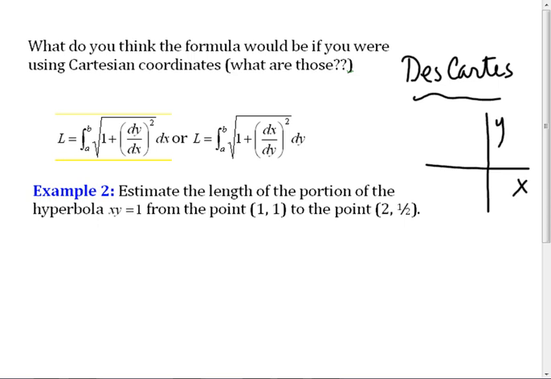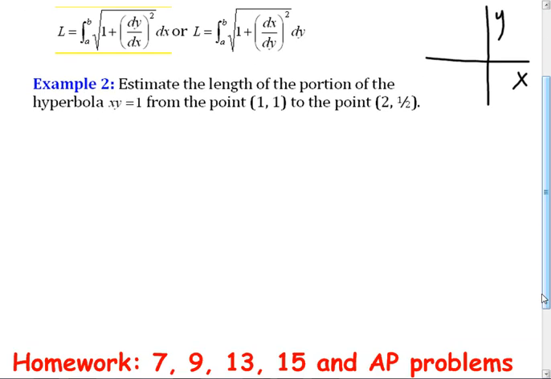Okay, here it is. Estimate the length, forget the homework, well, I don't know if it matches. If this matches, fine. Whatever's on the assignment sheet. Estimate the length of the portion of the hyperbola xy equals 1, so y is equal to 1 over x, from the point (1, 1) to the point (2, 1/2). So do you want to do dy/dx or dx/dy? Okay, so what's dy/dx? We've memorized this, right?